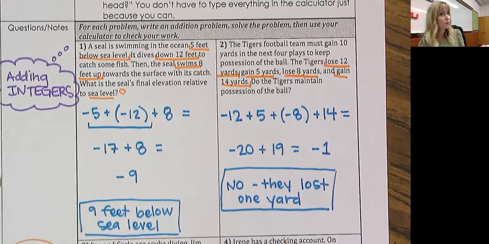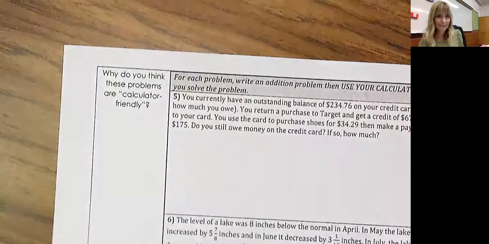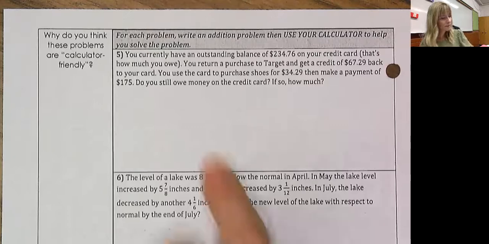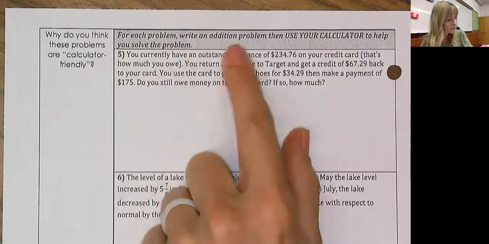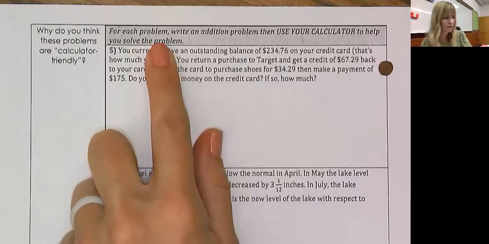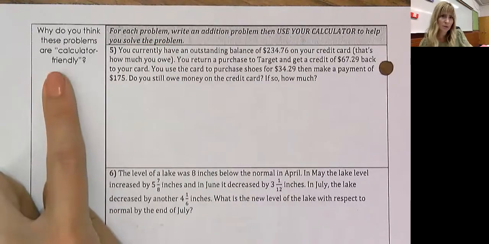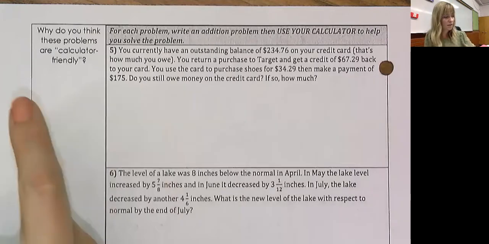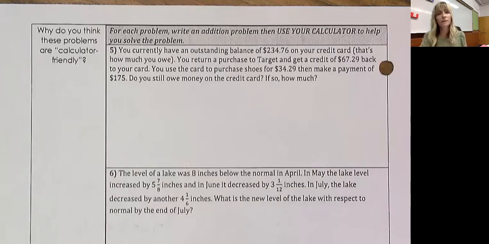Now let's continue over to page 6, okay? Let's actually read problem number 5 first. It says, for each problem, write an addition problem, then use your calculator to help you solve the problem. Let's look at this one, and then let's ask ourselves this question over here. If you just glance through right now 5 through 8 and see the kind of numbers that are in those problems, let me ask you this, why do you think these problems are more calculator friendly?